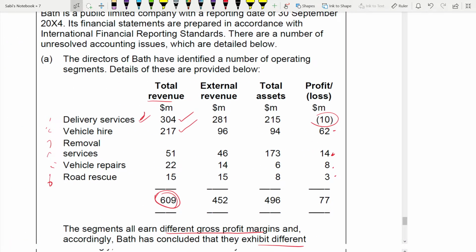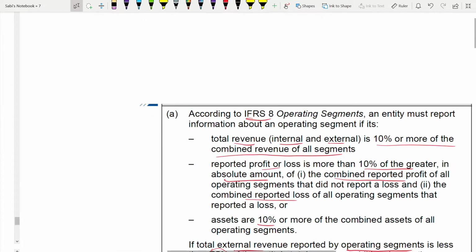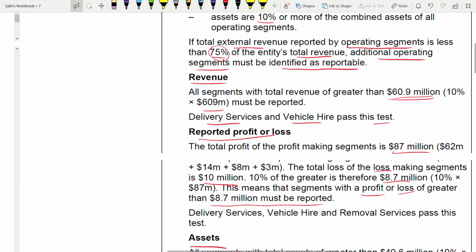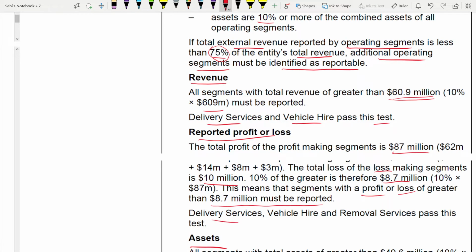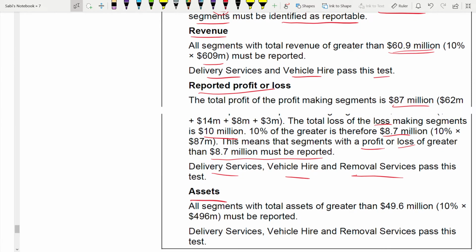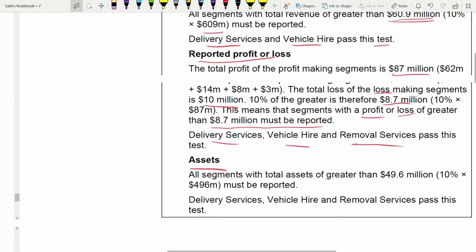So if you see here, greater than 8.7, greater than 8.7, greater than 8.7. 3 are there. Now, removal service also came with the other two. You see here? Delivery service and vehicle hire were already there under revenue, also they are operating. But now one more is added, which is removal service. It does not matter whether profit or loss. Both have to be greater than 8.7.